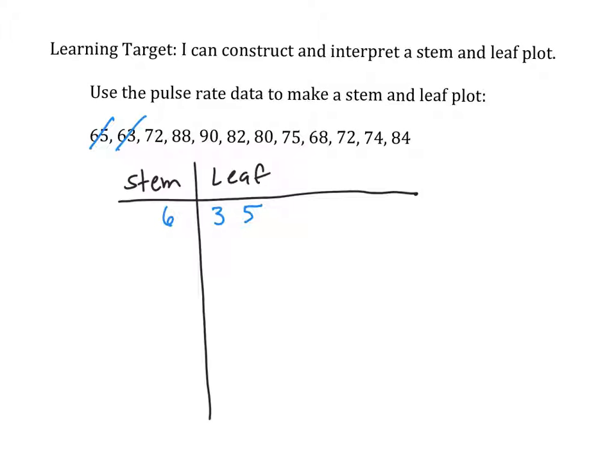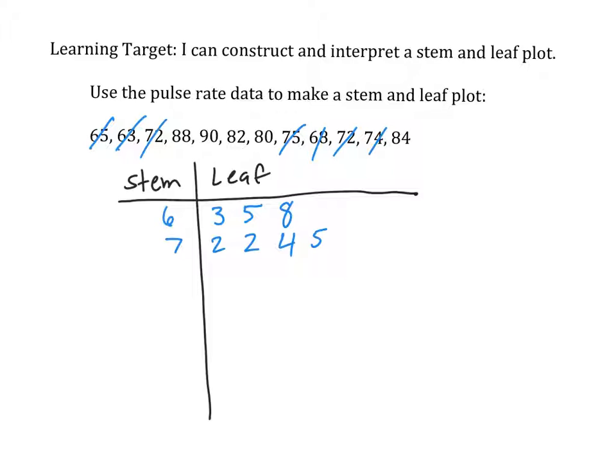Our next number that has a 6 is 68. Those are all the numbers that are in the 60s. So then we'll move on and make a new stem with our 70s. Our next stem will be 7. And we have a 72 and another 72 and then a 74 and a 75.